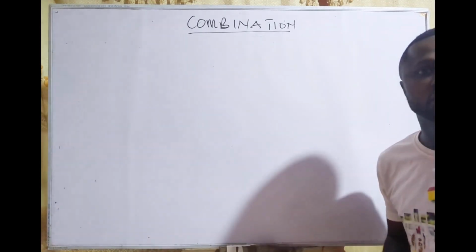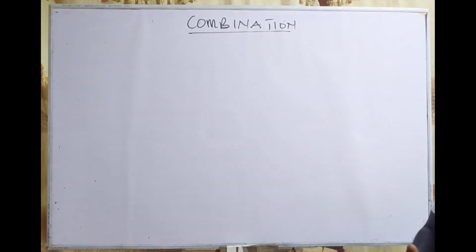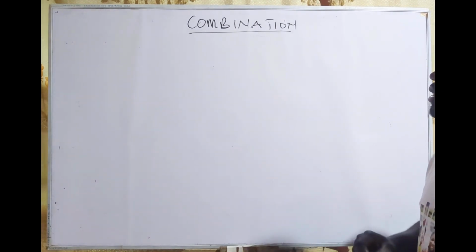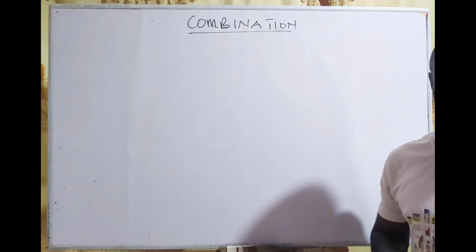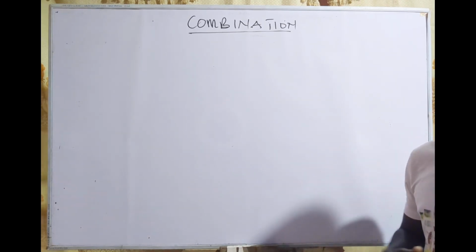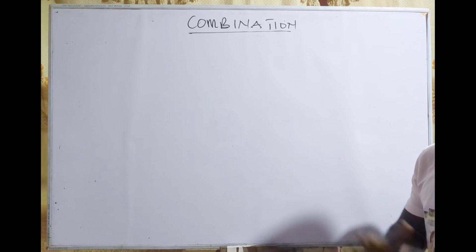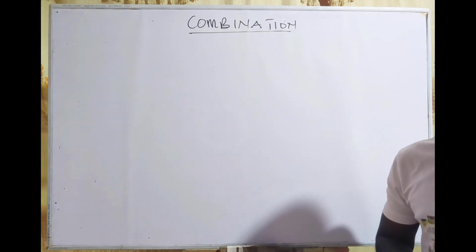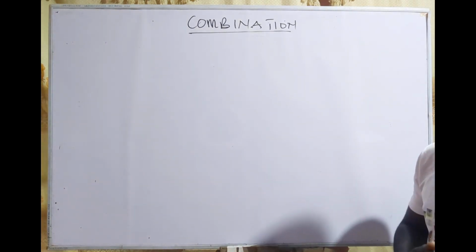Hello, welcome to our lesson on combination. Okay, we are done with permutation, and then we're going to look at combination. When we talk about combination, it is also about selection of objects from a number of objects that are given. But here, arrangement may not matter.